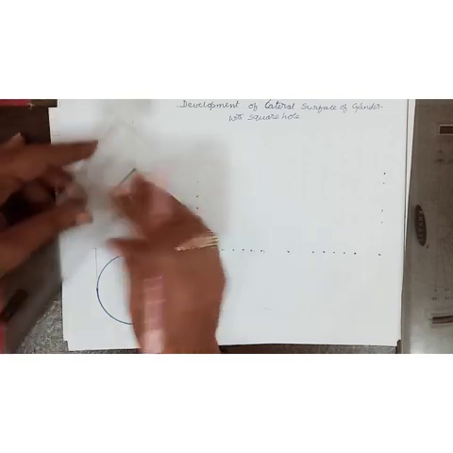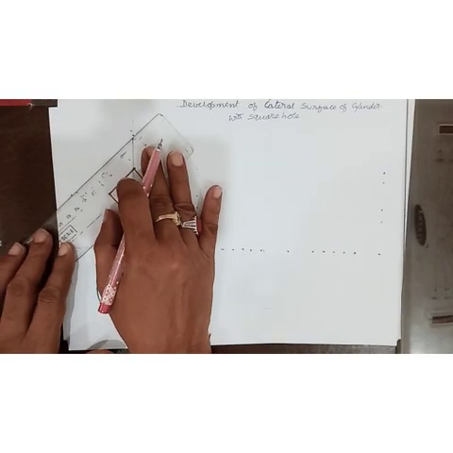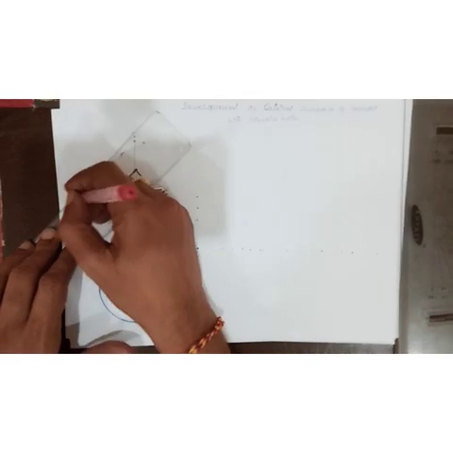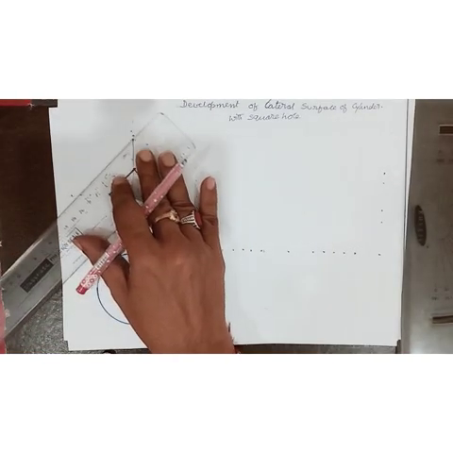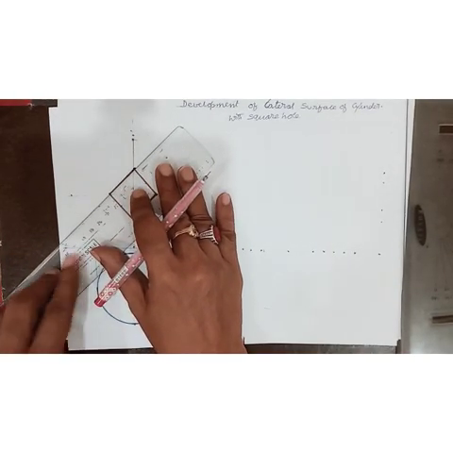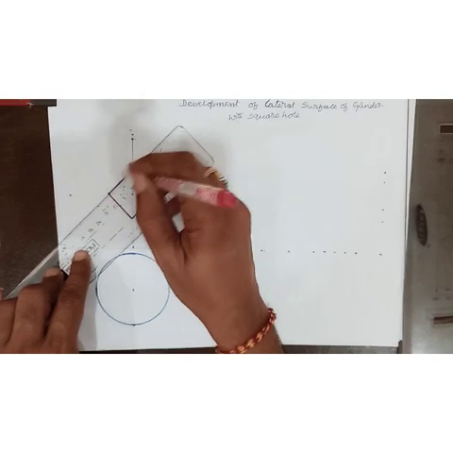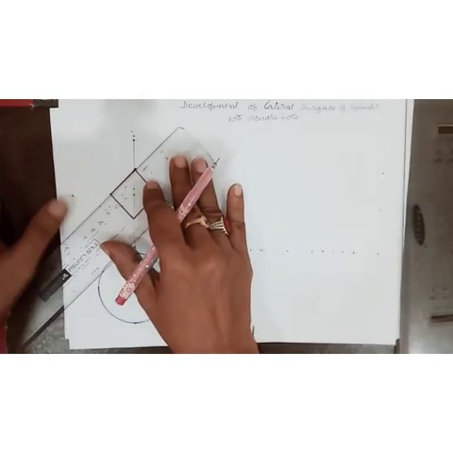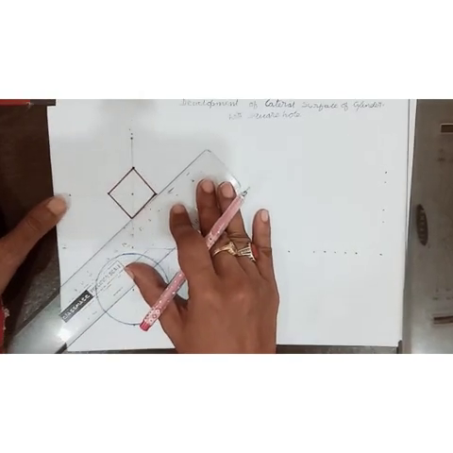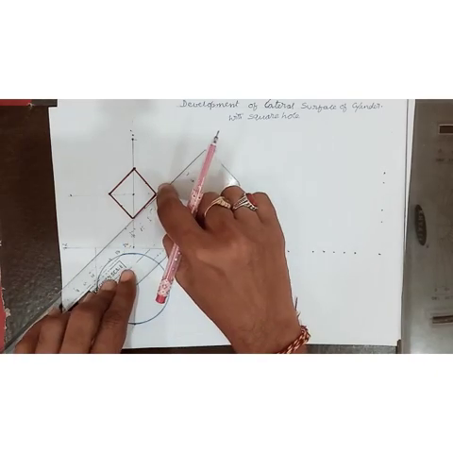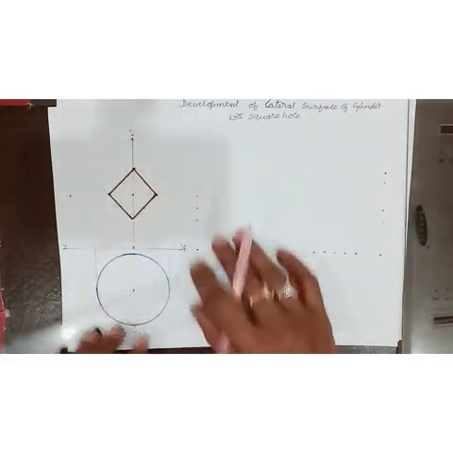How to draw for that? First of all, we are drawing a 45 degrees reference line. Move the drafter in such a way that this distance should be 25. Parallel to that, with a distance of 25 mm, draw another line. Then join here like this.